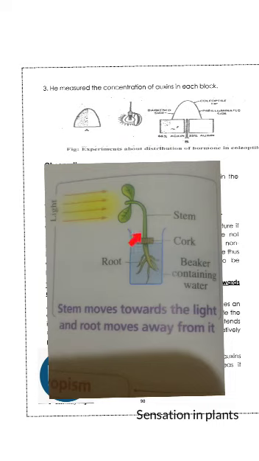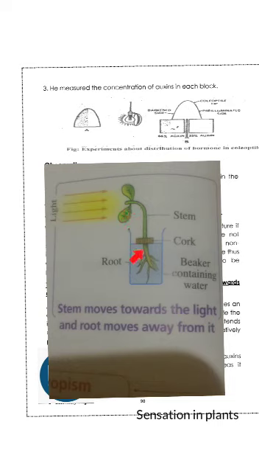So the explanation is that although the auxins concentration on the side far from light in both stem and root is equal or similar, the stem is positive to phototropism and the root is negative to phototropism. This is because auxins in the stem stimulate growth of cells far from light over the cells close to light. So the cells on the far side grow more rapidly than the other side. So the stem is positive to phototropism.